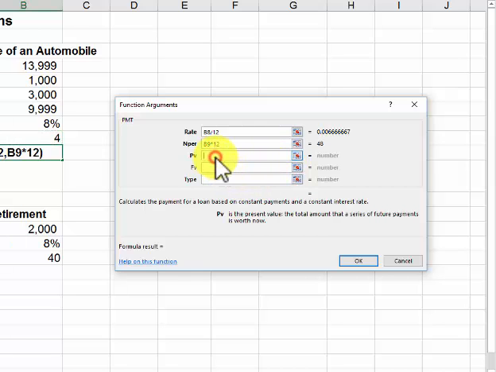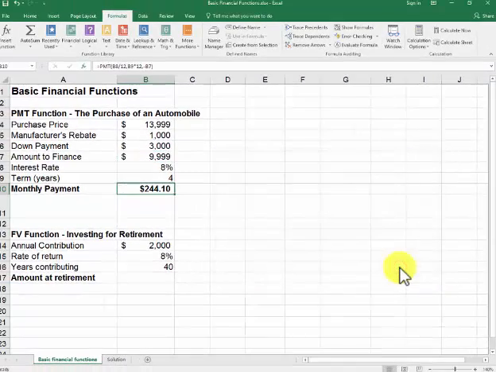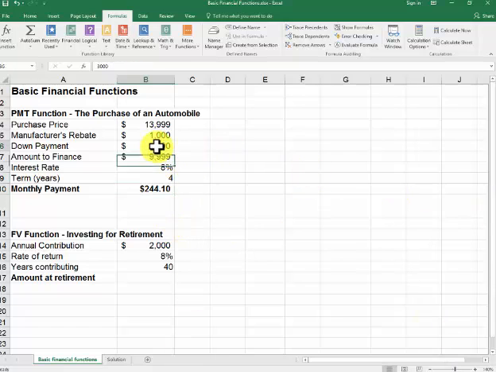And then the present value of the loan. It's a debit, so for it to appear positive, I hit the minus sign first. Click in here. We say OK. So it's $244.10. The beauty of this is, let's say I have put down $5,000 on the car. The payment's even less.